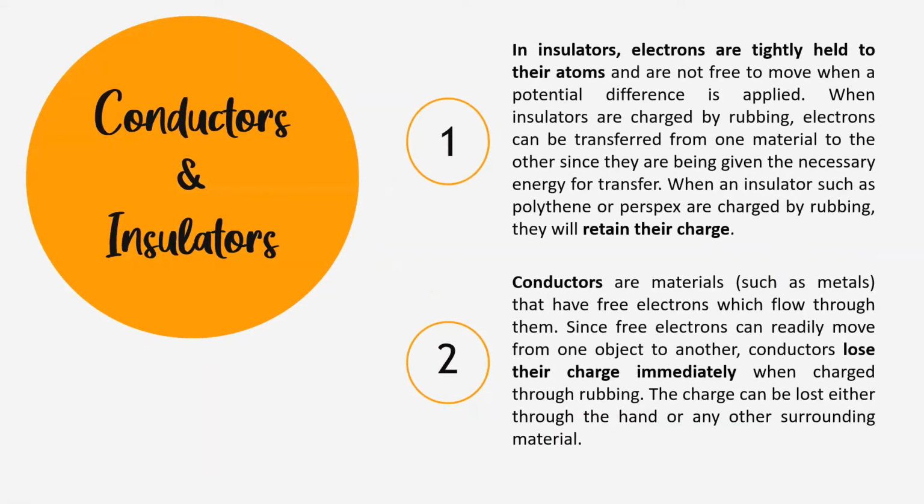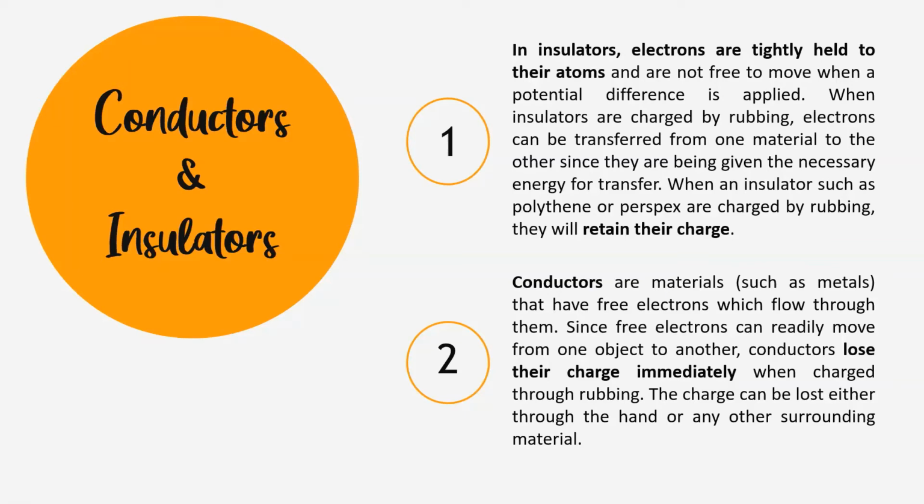So we know that there are electrical conductors and electrical insulators. Charge can move through certain materials, but not through others. In insulators, electrons are tightly held to their atoms, and they are not free to move when a potential difference is applied. When insulators are charged by rubbing, electrons can be transferred from one material to the other, since they are being given the necessary energy for transfer. When an insulator such as polythene or perspex is charged by rubbing, it will retain its charge.